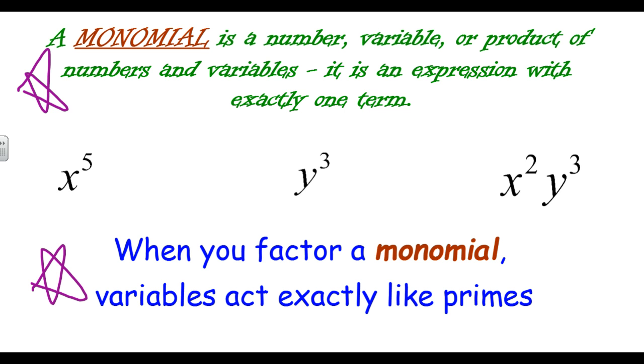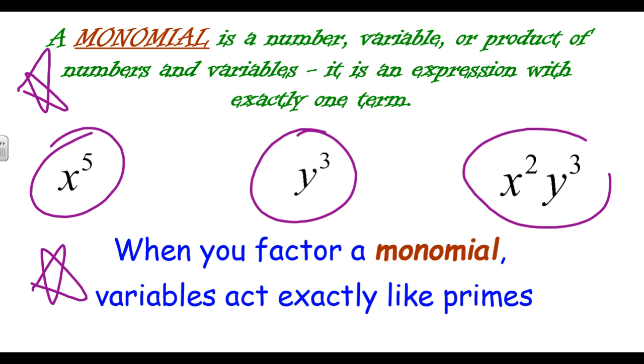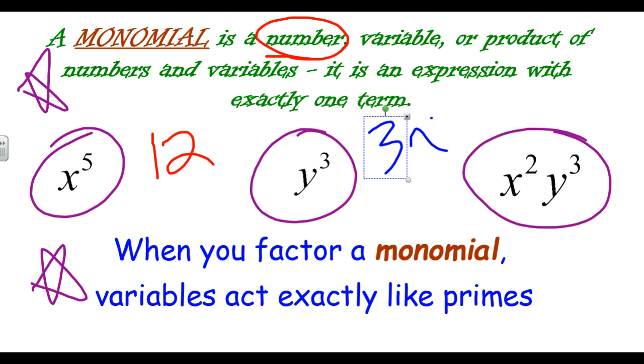So the first thing is that a monomial itself is just a number and a variable, or a product of numbers and variables. So these three terms down here, x to the fifth, y cubed, and x squared y cubed are all examples of things called monomials, because there is no addition or subtraction, it is just a multiplication of things. Other monomials include things like 12, because it is just a number, and it has only one term, and also other things like 3x to the fourth, because that is the product of numbers and variables. And so all of these things are called monomials. Basically, if it has addition in it, it's not a monomial.